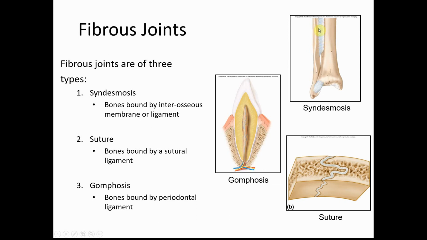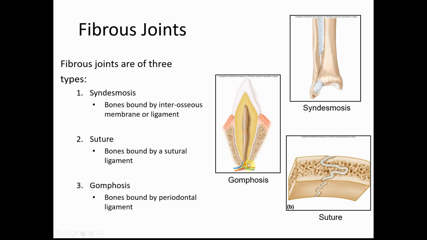Now, this is almost tacked together, kind of like a sheet of canvas. You can't really pull it apart. If you grab the two bones here and tried to pull them apart, you couldn't do it because of that syndesmosis. On the other hand, it does allow for the bones to be pushed together and to twist a little bit on top of each other.